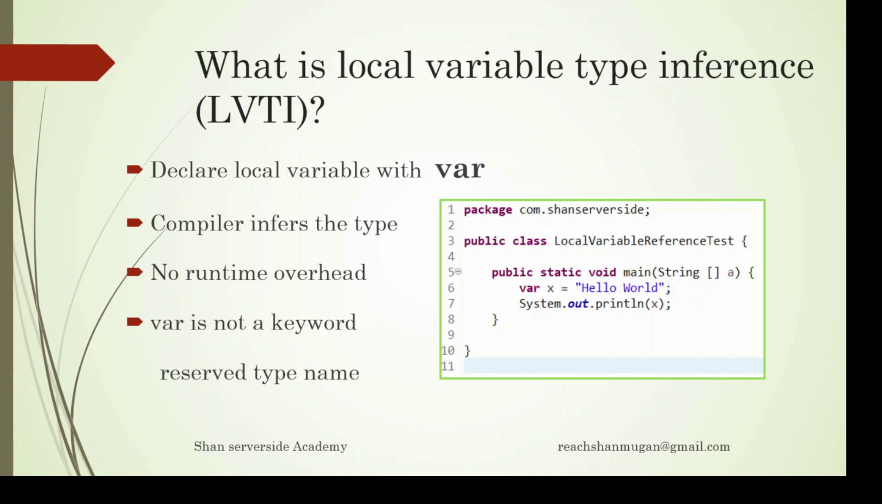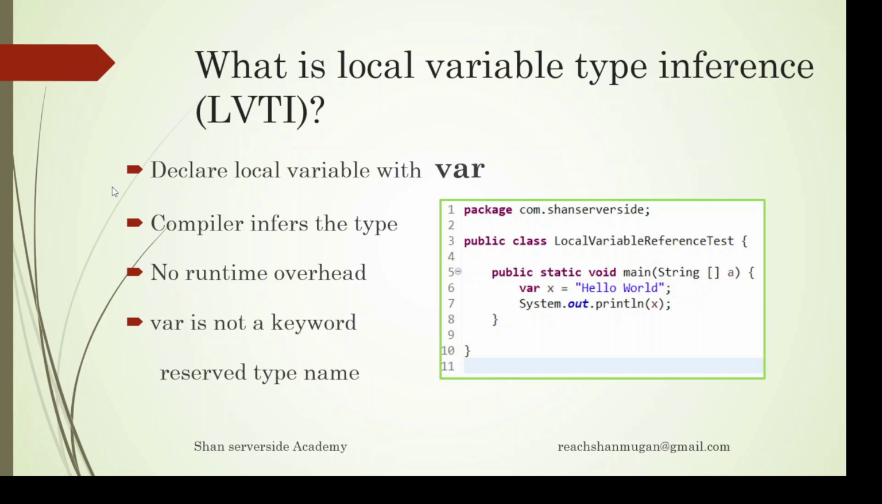var is not exactly a keyword, which is why I have called it a reserved type name. Because of this, if your existing code uses var as a method name, variable name, or package name, it is not going to be affected by this new feature in Java 10. Your code is backward compatible and you don't need to change those names, because it's just a reserved type name, not a keyword. You can go ahead and use this feature.